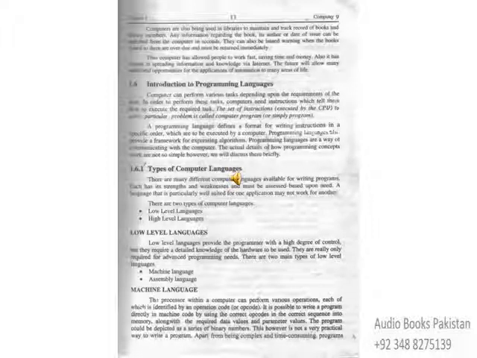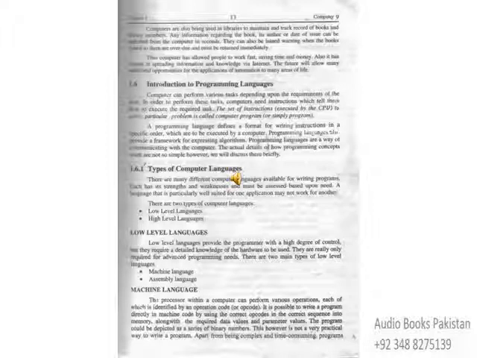1.6 Introduction to Programming Languages. Computers can perform various tasks depending upon the requirements of the user. In order to perform these tasks, computers need instructions which tell them how to execute the required task. The set of instructions, executed by the CPU, to solve a particular problem is called a computer program, or simply a program.